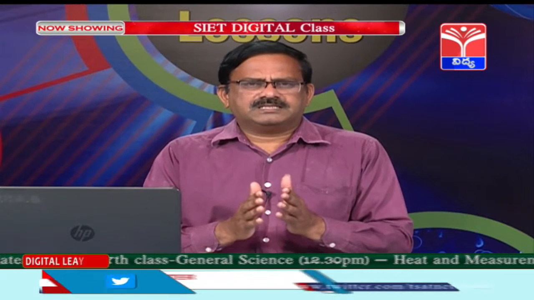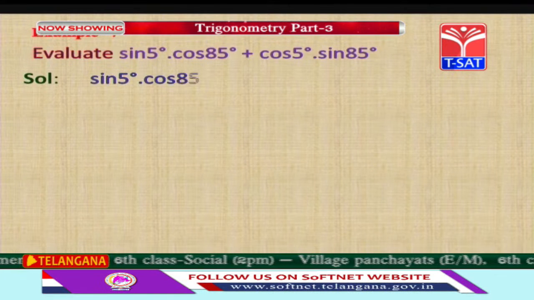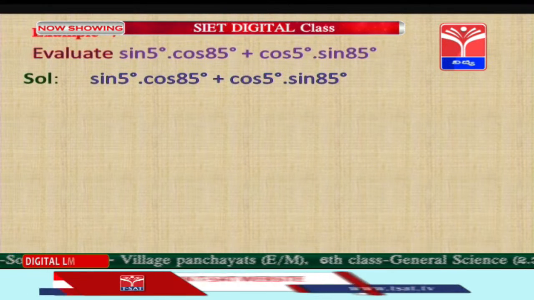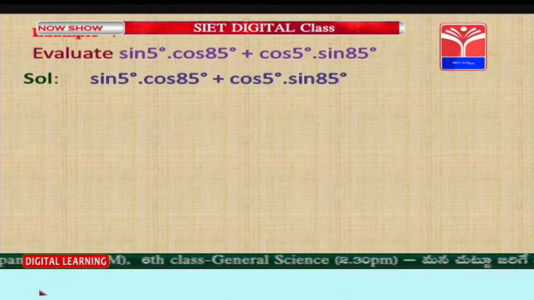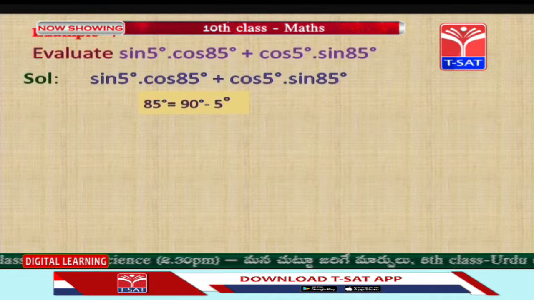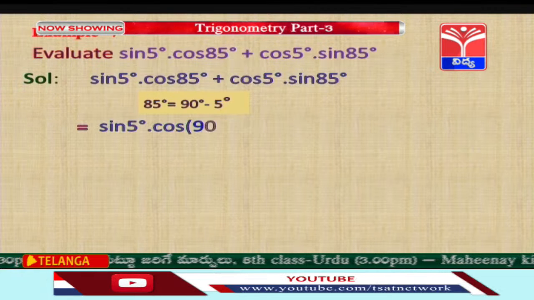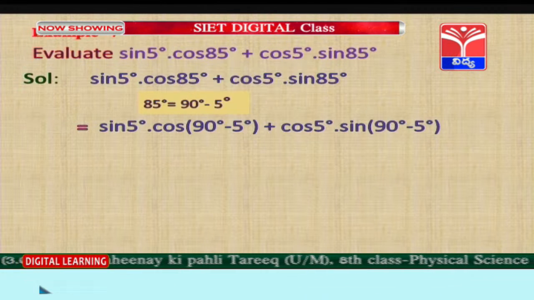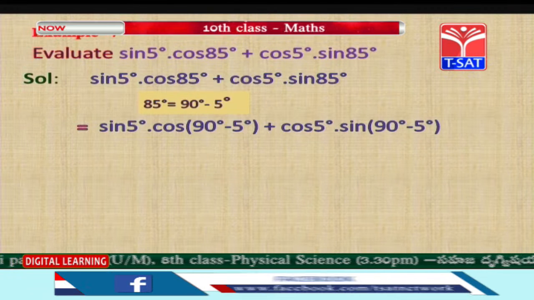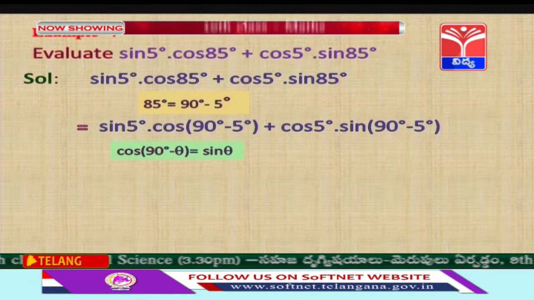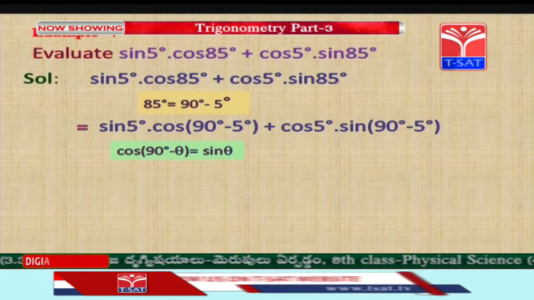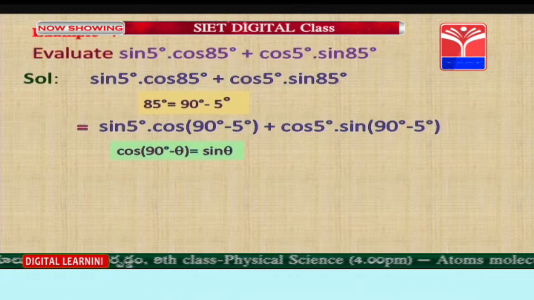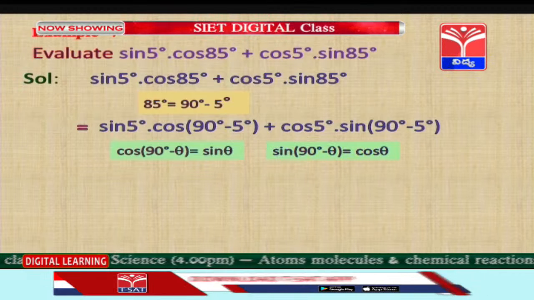Suppose if I convert cos into sin and sin into cos, what type of formula we get, let us see here please. Solution for this: sin 5 degrees into cos 85 degrees plus cos 5 degrees into sin 85 degrees, I will convert 85 as 90 minus 5. So, I will be getting here sin 5 into cos 90 minus 5 degrees plus cos 5 into sin 90 minus 5 degrees. So, this becomes where we have a chance to convert sin to cos, cos to sin. Cos 90 minus theta is equal to sin theta, similarly sin 90 minus theta is equal to cos theta.